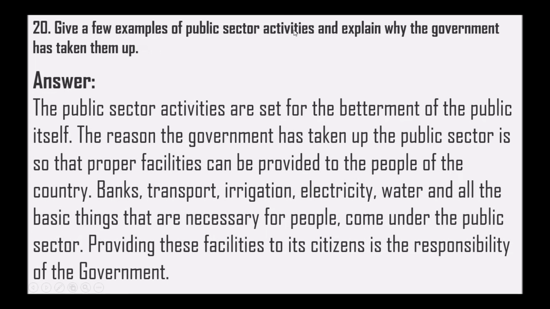Give a few examples of public sector activities and explain why the government has taken them up. The public sector activities are set for the betterment of the public itself. The reason the government has taken up the public sector is so that proper facilities can be provided to the people of the country. Banks, transport, irrigation, electricity, water, and all the basic things that are necessary for people come under the public sector. Providing this facility to its citizens is the responsibility of the government.